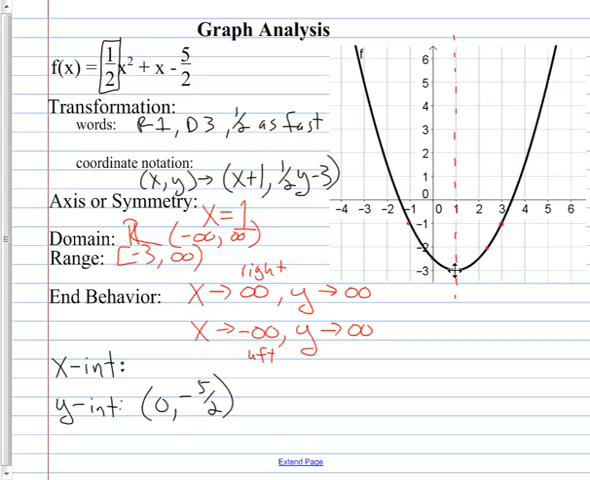But the top info will be standardly asked: the transformations, axis of symmetry, domain, range, and end behavior.